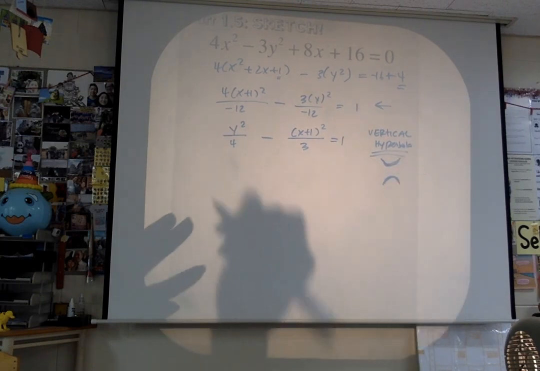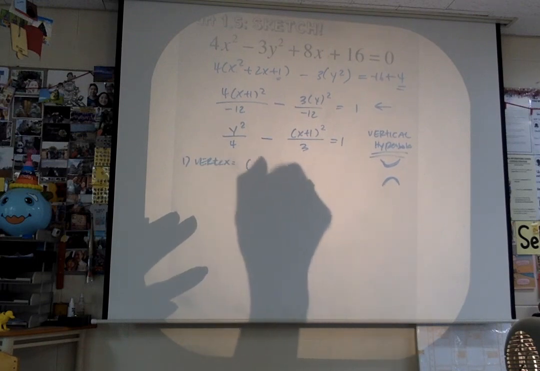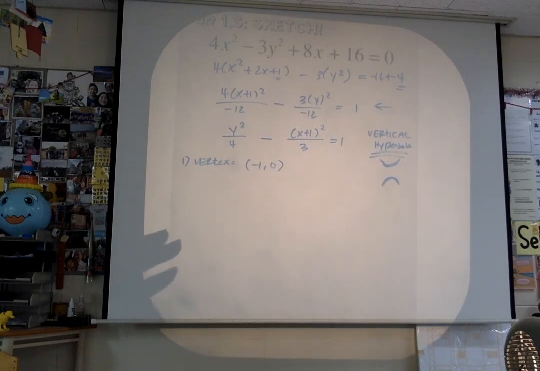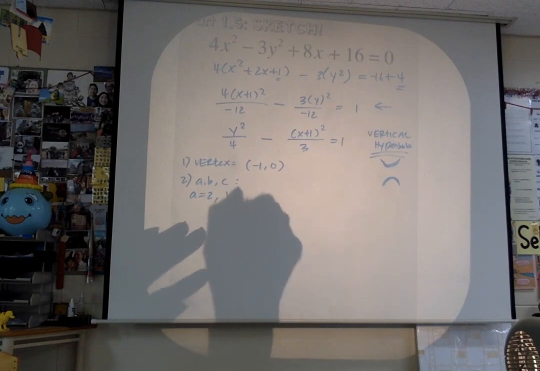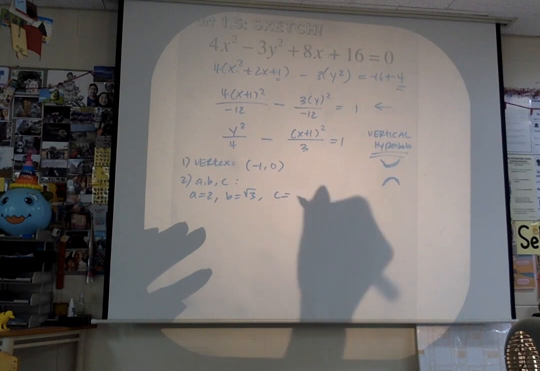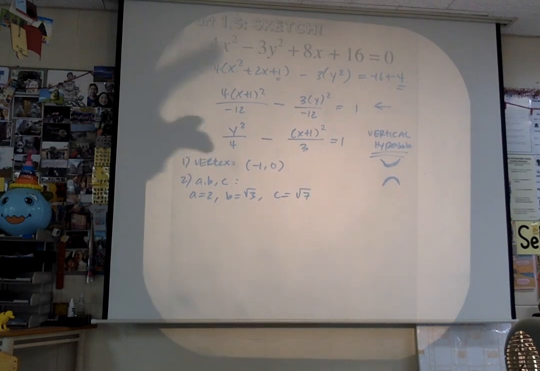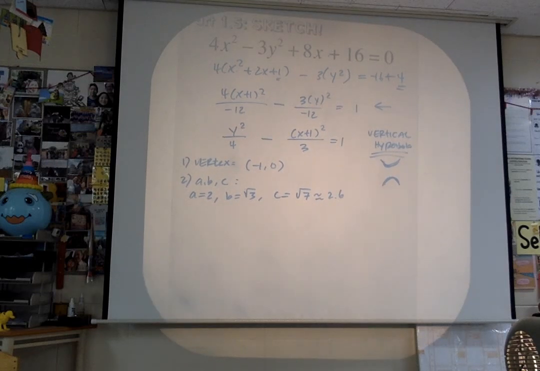Okay, so now let's make some conclusions. Vertex. You got negative 1, 0. Yeah? Great. Give yourself a high five. All right. Now let's do your a, b, c. Did you get your a to equal 2? Your b is this right here, b squared, so it's root 3. Your c, did you guys get root 7? Because this and this added together, square root of that, root 7, which is about 2.6, because it's going to guide us when we're graphing.